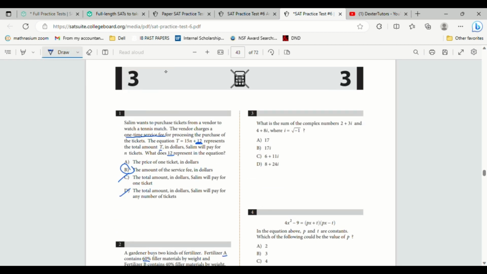Number 3, what is the sum of the complex numbers 2 plus 3i and 4 plus 8i? So whenever you're adding complex numbers, you can add up the whole numbers, and then add up the imaginary components. So we get 6 and 11i, so 3 is C.